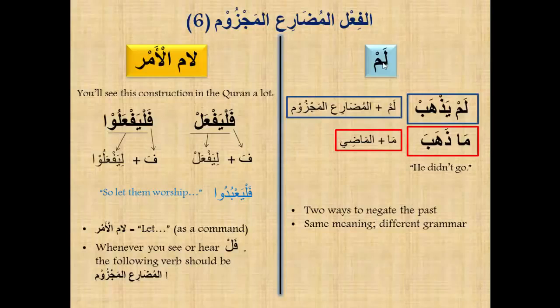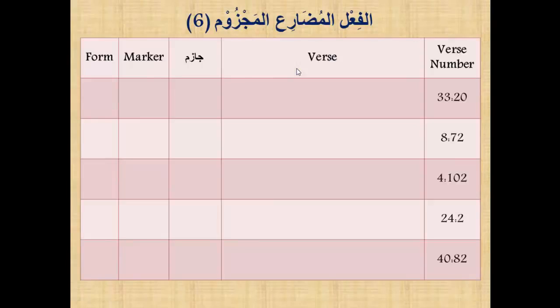To summarize, lam and lam al-amr are jawazim. When they occur before present tense, we have to use al-fi'l mudari' al-majzoom. Some examples of al-fi'l mudari' al-majzoom taken from the Quran. Pay attention to the jazim as well as the marker. يحسبون الأحزاب لم يذهبوا. The jazm here is lam, used to negate the past. يذهبوا. What did we do? We dropped the noon and left the waw with an alif. The marker is hadf an-noon, dropping of the noon, and this is a form 1 verb.